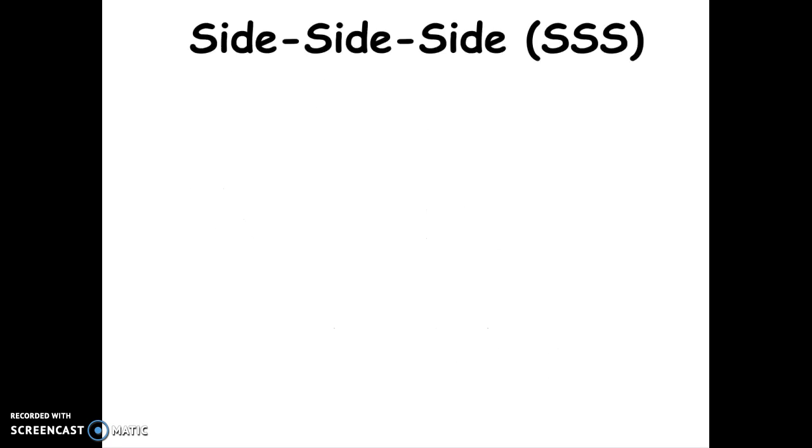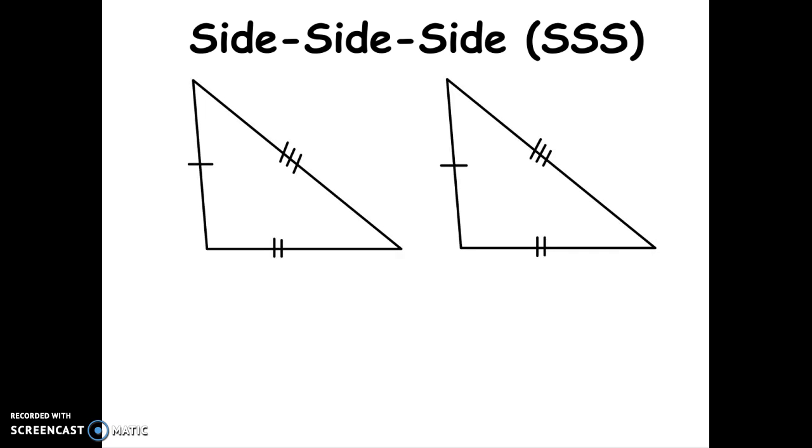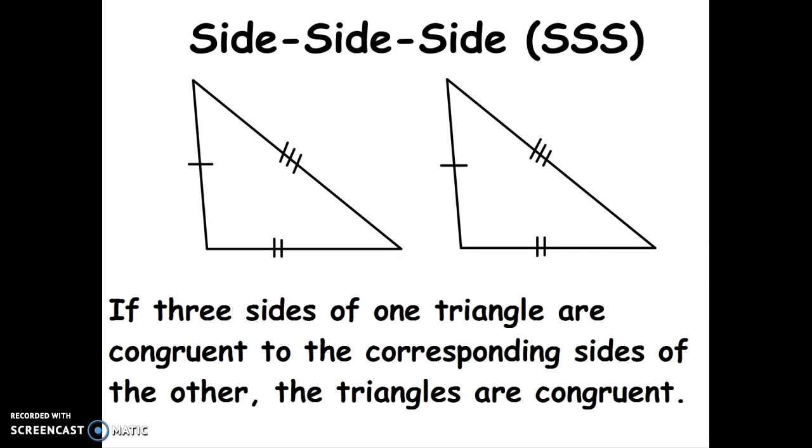So the first triangle theorem that we're looking at is side, side, side, or SSS. If three sides of one triangle are congruent to the corresponding sides of the other, the triangles are congruent. So this theorem keeps us from even having to check to see if the angles are congruent. This tells us if all of the sides are congruent, then all the angles are congruent as well, meaning both of the triangles are congruent.